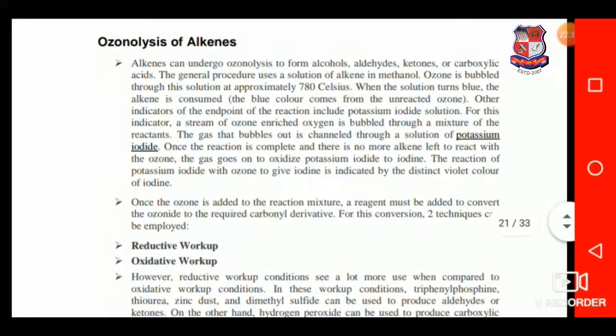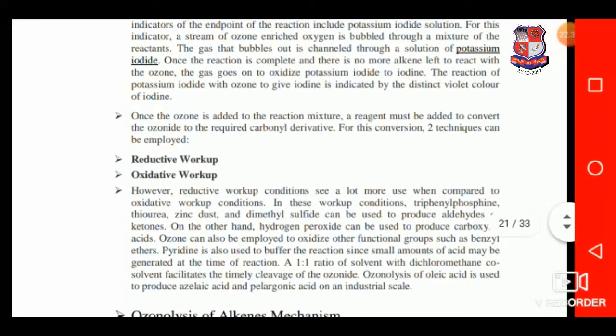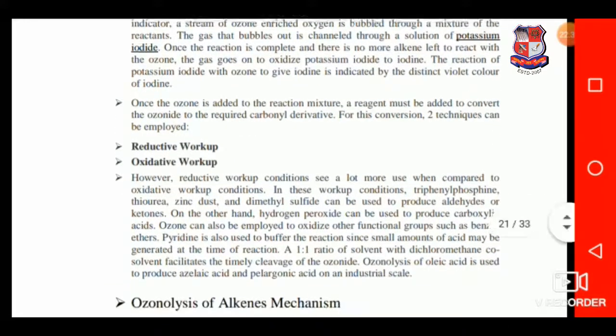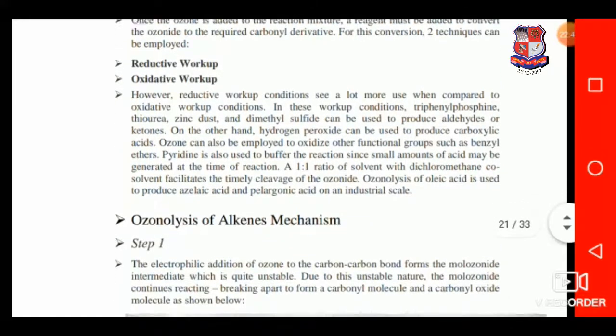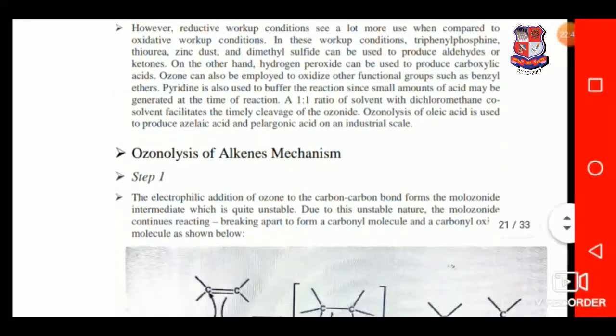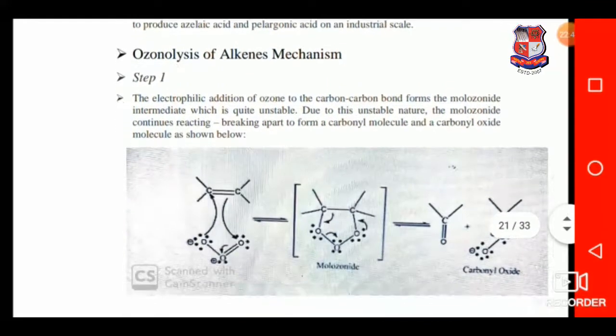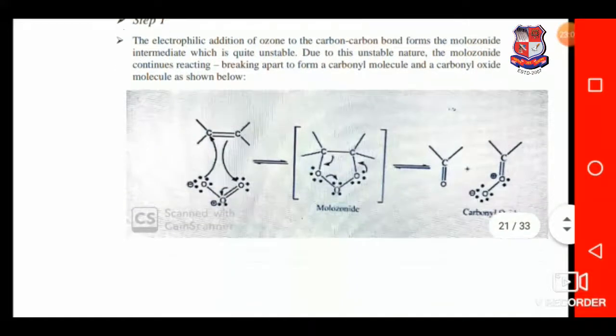Ozonolysis of alkene is generally carried out with two techniques, reductive workup and oxidative workup. In step 1, the electrophilic addition of ozone to the carbon-carbon double bond forms the molozonide intermediate, which is quite unstable. Due to this unstable nature, the molozonide continues reacting, breaking apart to form a carbonyl molecule and a carbonyl oxide molecule, as shown below.